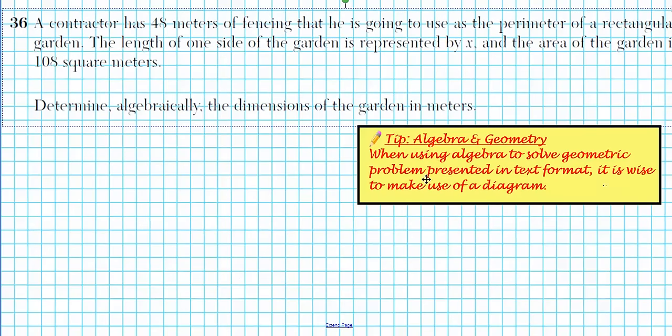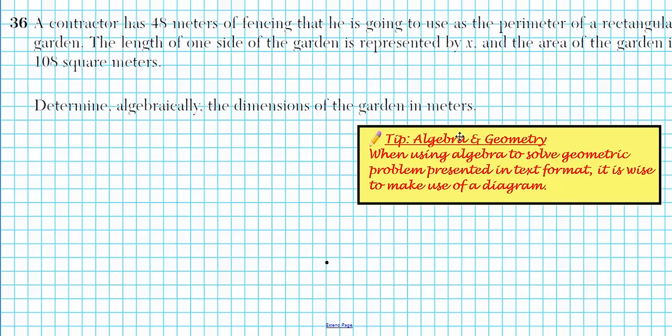All right, let's take a look at question number 36. It reads, a contractor has 48 meters of fencing that he is going to use as the perimeter of a rectangular garden. The length of one side of the garden is represented by X, and the area of the garden is 108 square meters. Determine algebraically the dimensions of the garden in meters. So what's the length and what is the width? That's what the question is asking.